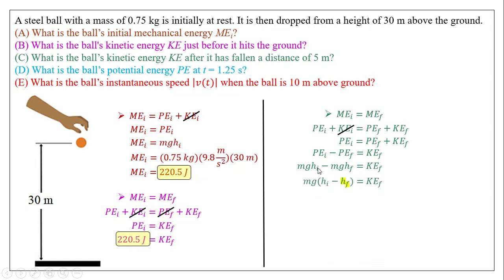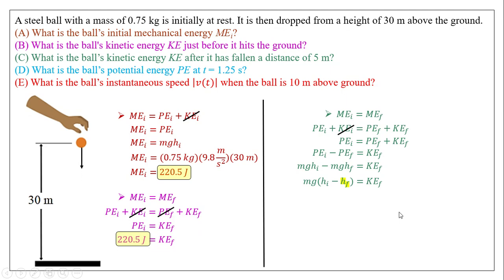But as you can see here, you don't have to do this step. At this point, you can just plug and chug. But I like to encourage you, as you see functions, learn to factor it out just in case you're asked to select statements that are true. Here, both these terms have an mg, so you can factor it out. Factoring it out means you pull it outside of the parentheses. So here we have mg outside and then hi minus hf.